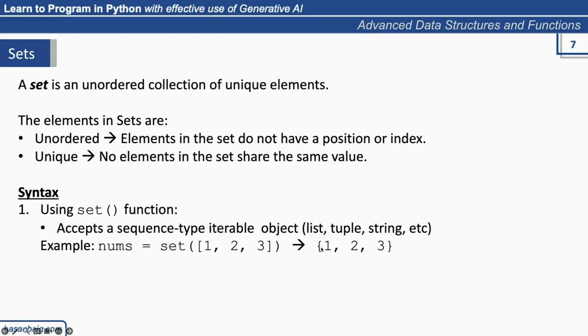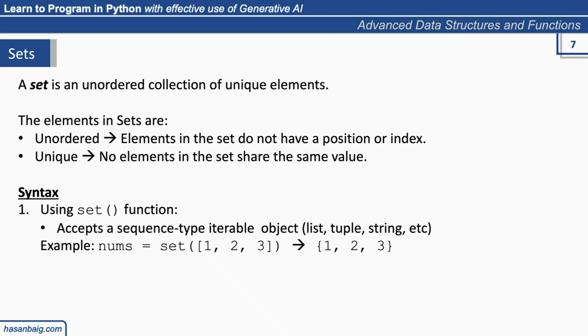The distinction between list, tuple and set is the type of braces. In a set, the type of braces used are curly braces. This is very important: you should be able to distinguish what type of data structure is provided to you. If it is curly braces, it means it is a set. If it is round braces, it means it is a tuple. If it is square brackets, it means it is a list. Okay?